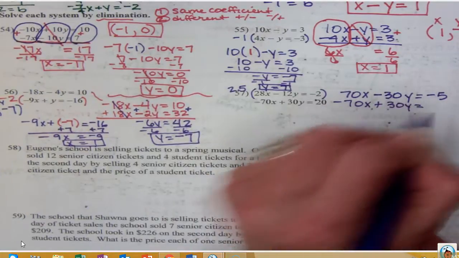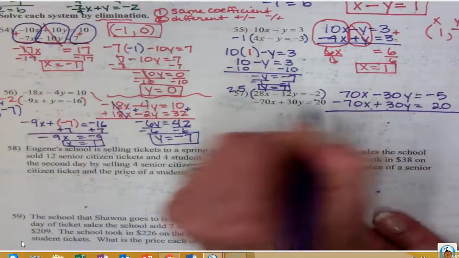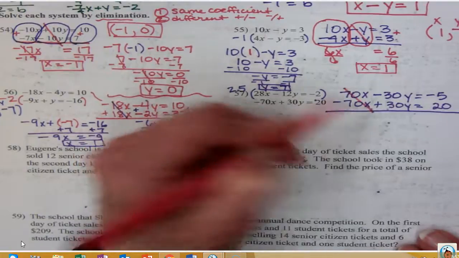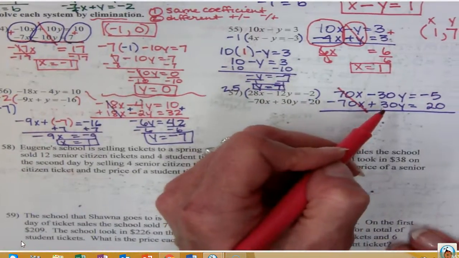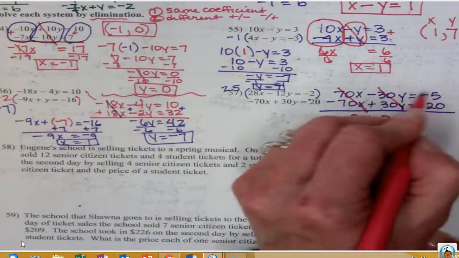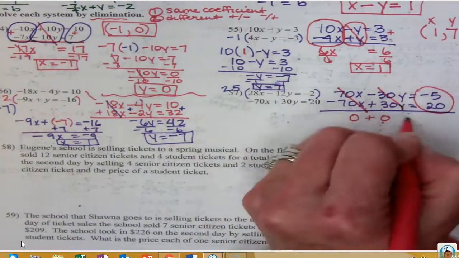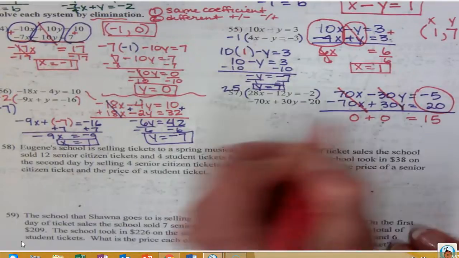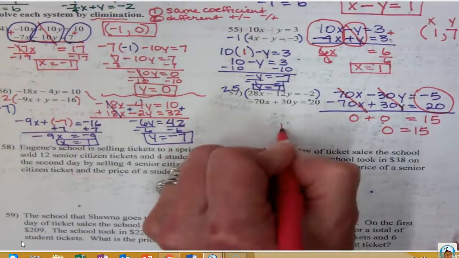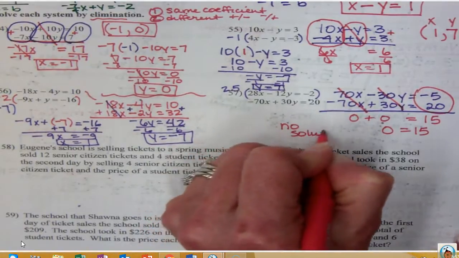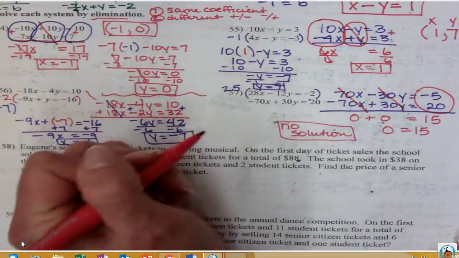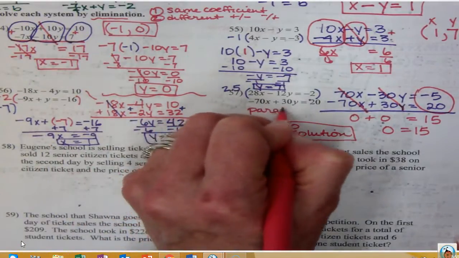And in doing so, I can eliminate my x, 70x minus 70x is 0, but I've also effectively eliminated my y. So I get 0 plus 0. But then over here, when I combine these two, I get 15. So I get 0 equals 15, and we know that 0 does not equal 15, so this would be no solution. What this is saying is that the only time you're not going to have a solution is when you have parallel lines.